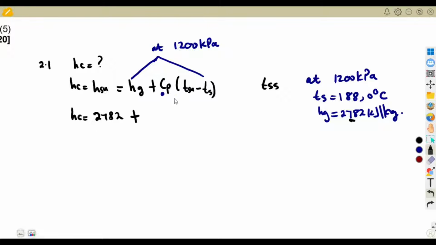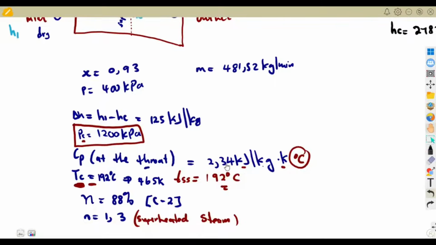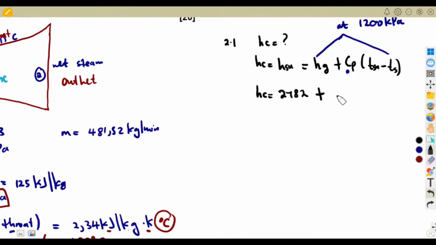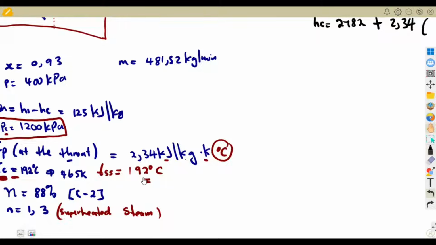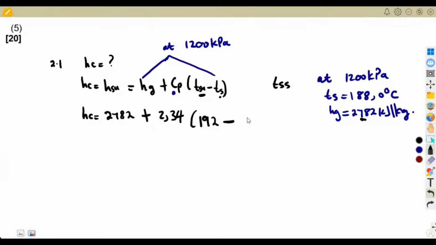2,782 plus, remember, the specific heat capacity here is 2.34 kilojoules. So there we're going to use it as it is, 2.34, into the superheated temperature. T sup there is 192, which is our superheated steam. That's 192 in degrees Celsius, because this one is also degrees Celsius. Ts, which is our saturation temperature, there is 188.0, which is just 188, like that.